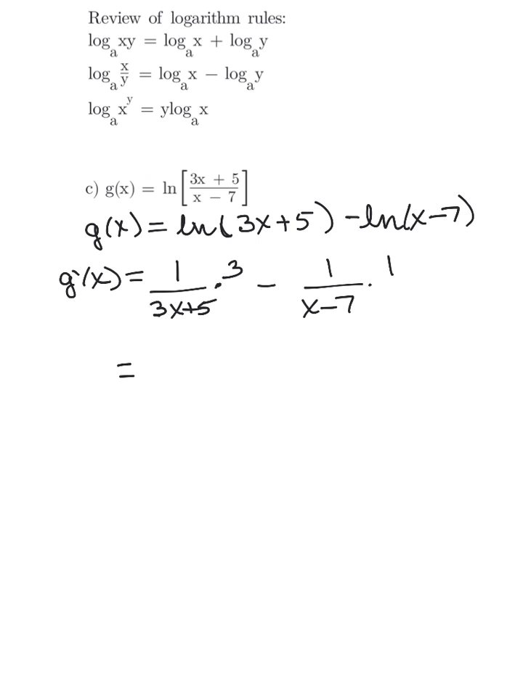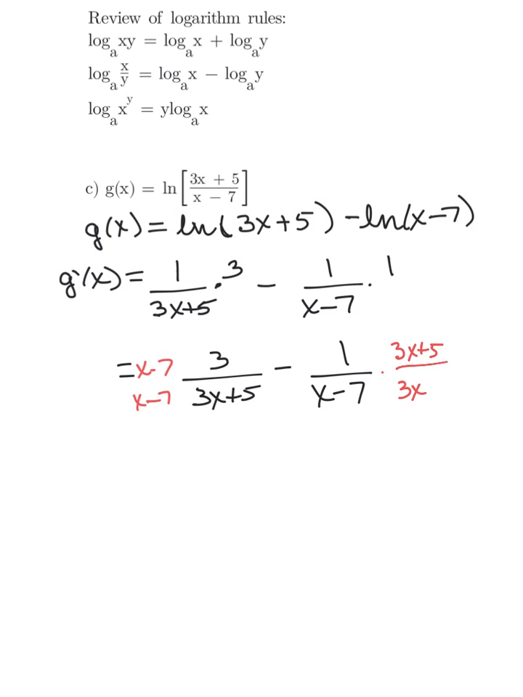So just to see what we've got at this point, we have 3 over 3x plus 5 minus 1 over x minus 7. We don't get to leave it as two separate fractions. WebAssign requires you to make it one fraction. So the LCD is the two denominators multiplied together. So on the left-hand fraction, I need to take it times x minus 7 over x minus 7. And then on the right-hand fraction, I need to take it times 3x plus 5 over 3x plus 5.